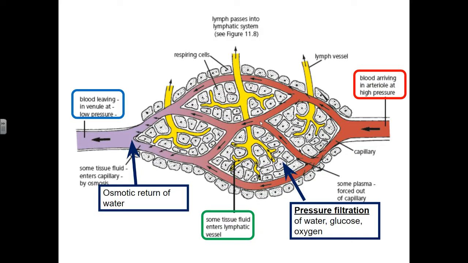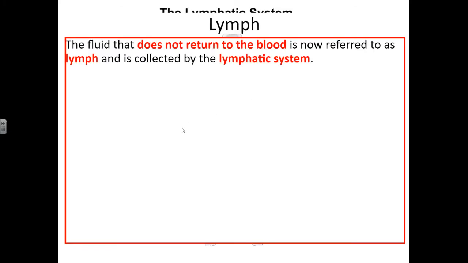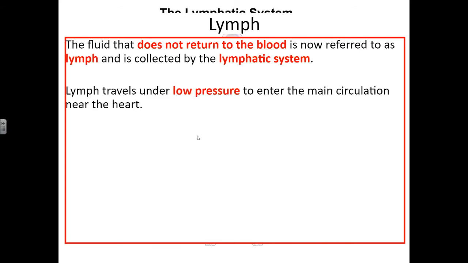We get the osmotic return. This again is just showing pressure filtration and then the osmotic return. We then look a little bit at the lymphatic system. So the fluid that doesn't return to the blood is the lymph, and it's collected by the lymphatic system. The lymph travels under low pressure to enter the main circulation just above the heart. It doesn't have a pump at all.